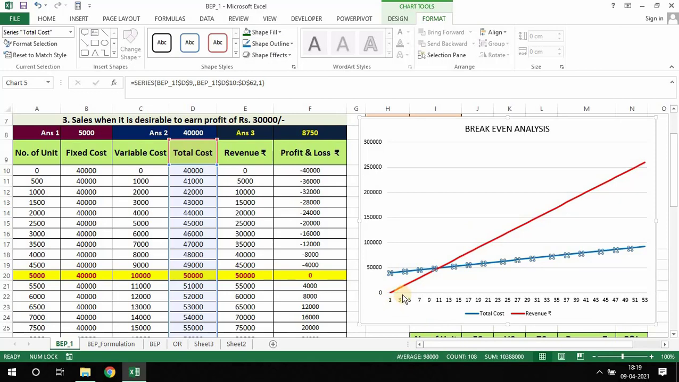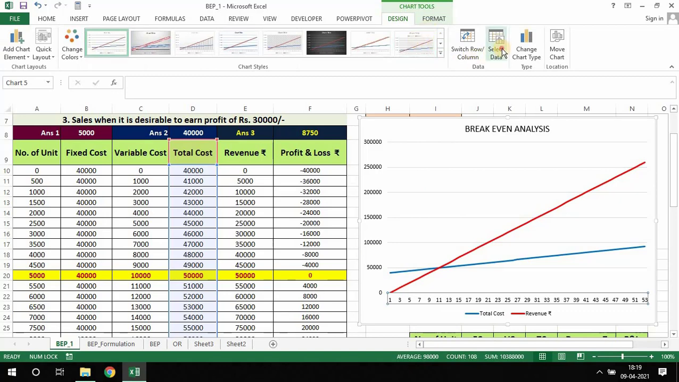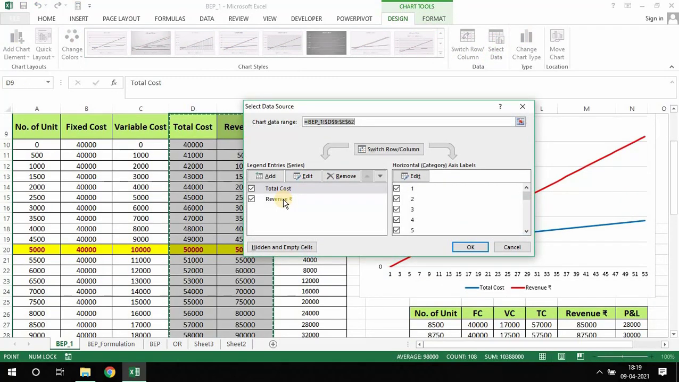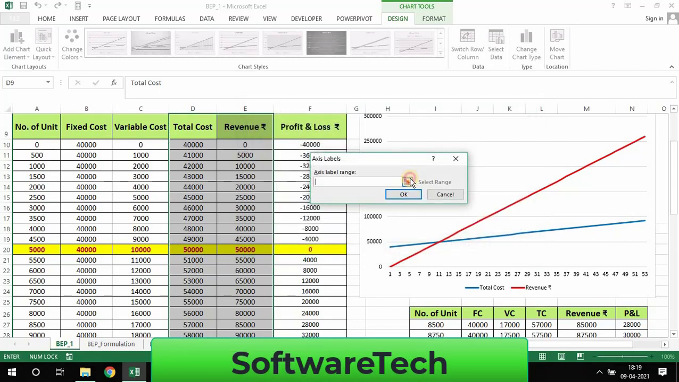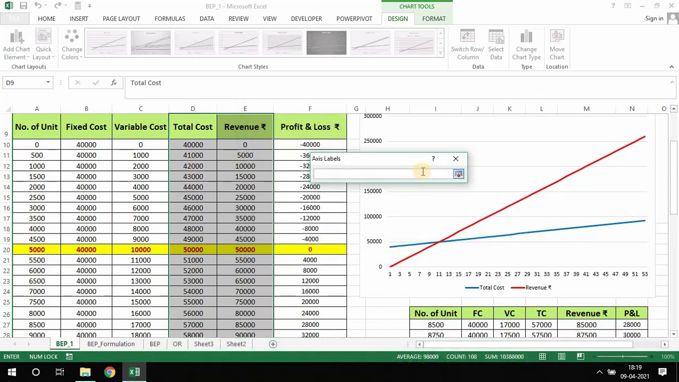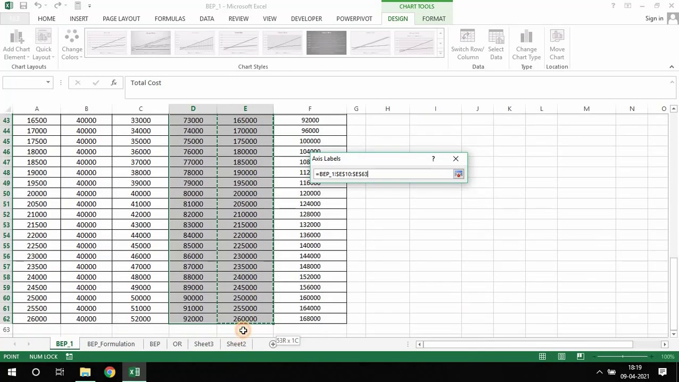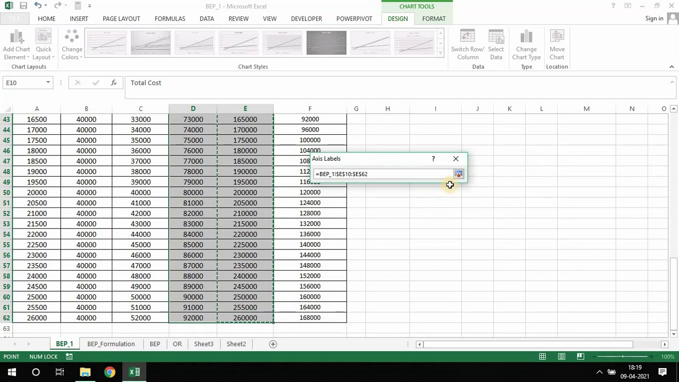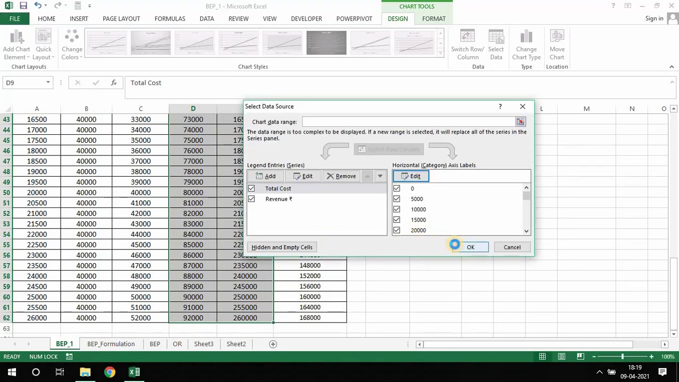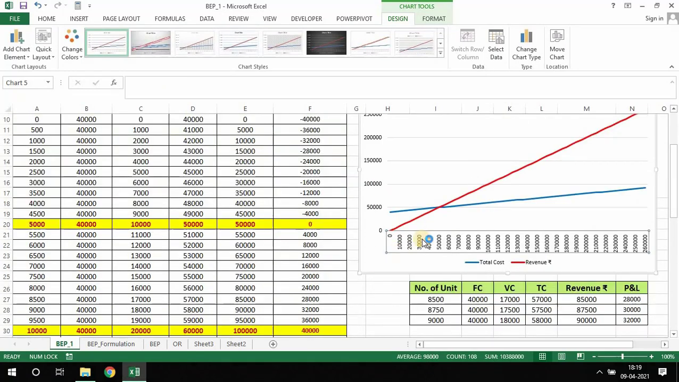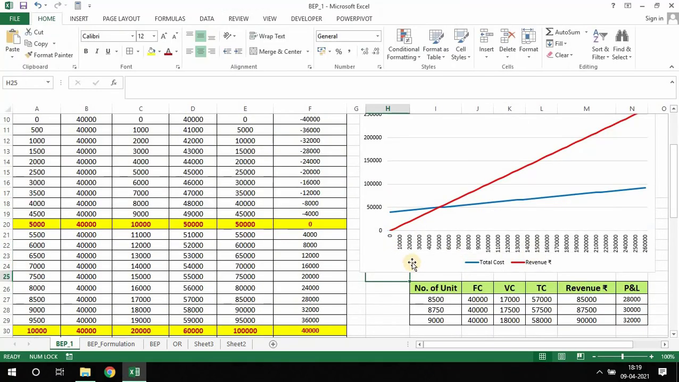Okay, now I will change this value here. Go to Design, Select Data, and total cost, Edit. So in revenue, select. Okay, see here, the value is produced now.